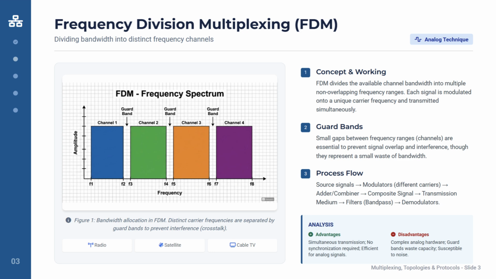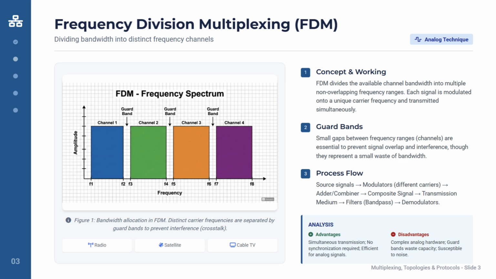Now, analysis time. The pros and cons. Advantages: it allows true simultaneous transmission, no clunky synchronization needed, and it's super efficient for analog signals like radio broadcasts or phone lines. Icons here nod to real apps: radio waves for AM, FM, satellite dishes for space comms, and cable TV for multi-channel magic.